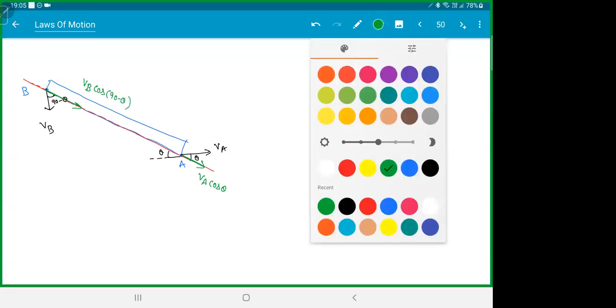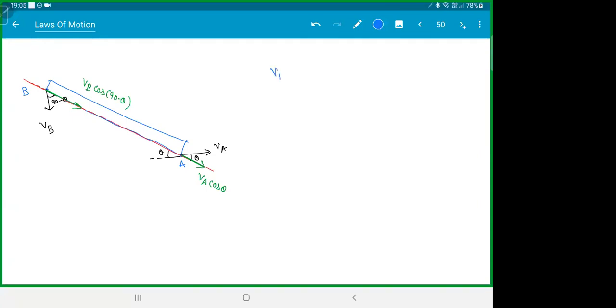From the rigid body constraint, velocity along the line joining should be same. So VB cos(90 minus theta), which becomes sin theta, is equal to VA cos theta. So we get VB is equal to U cot theta. That's your first part. U tan theta? No, how can it be U tan theta? Check your calculation where you goofed up.